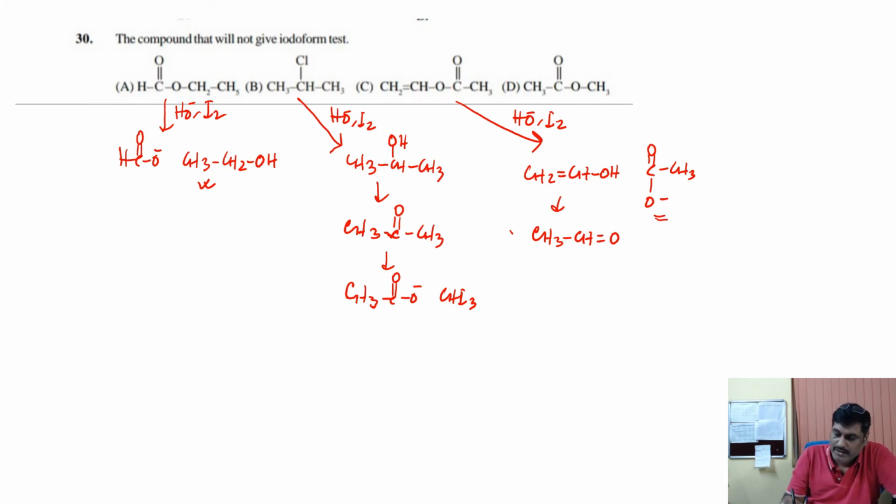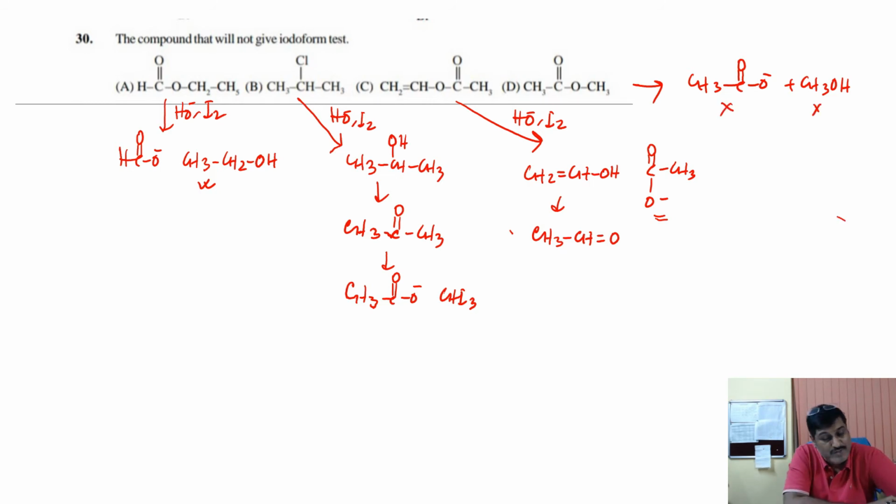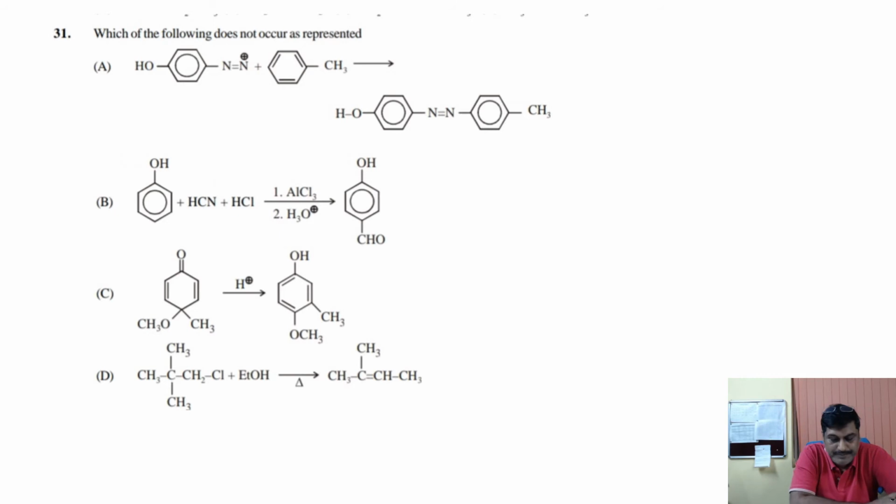Okay, let's take here the D option. I take here this one, which is also the ester. Go for the hydrolysis, and on hydrolysis this will be giving CH3COO minus, plus CH3OH, right? And CH3COO minus won't give, CH3OH won't give. So it's very clear that the compound that will not give iodoform test is D, right? Okay, now move to the next question.